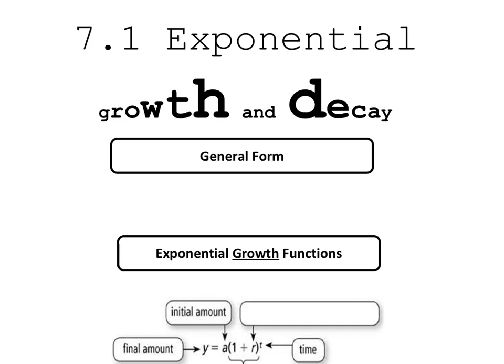For these graphs, since there's no parent function, we're not going to say x squared. x squared was the parent function for quadratic, and x cubed was the parent function for cubic. There's no quote unquote parent function for this. So we just have a general form.